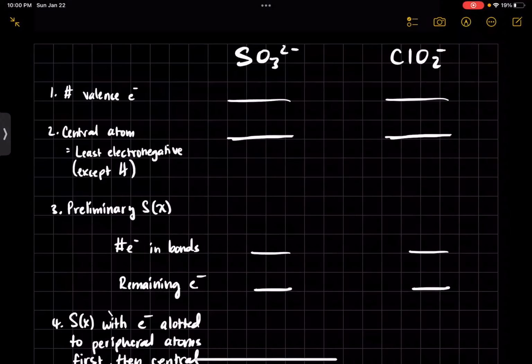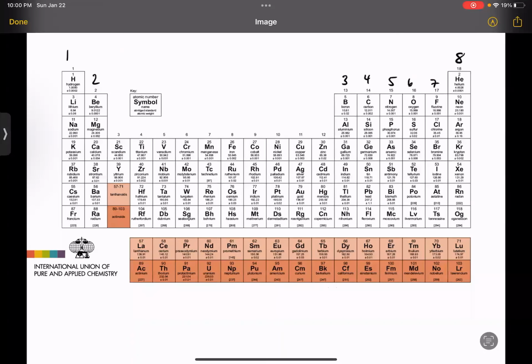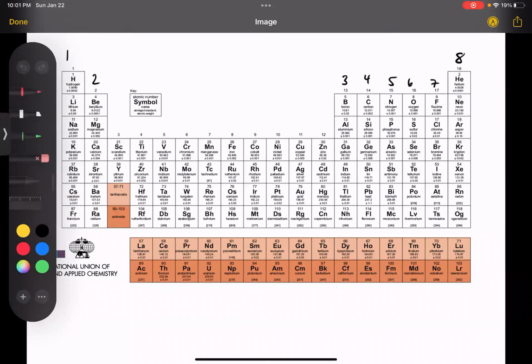In this video, we're going to learn how to do Lewis structures for compounds in which the central atom has what's called an expanded octet. Larger atoms in the third period and below have d orbitals. For example, let's consider sulfur.